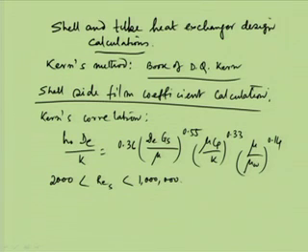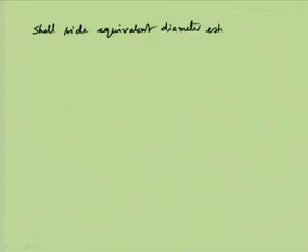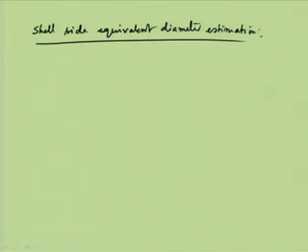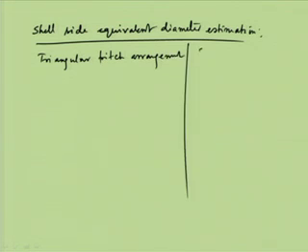Now, the second point is how to get the equivalent diameter for the shell side, the equivalent diameter estimation. We have already discussed that in a shell and tube heat exchanger, the tubes are arranged in two ways. It can be a triangular pitch arrangement, or it can be a square pitch arrangement.